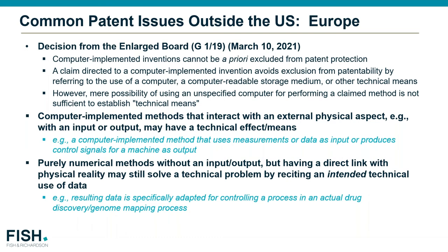Computer implemented methods that interact with an external physical aspect, like they have a specific input or output, may rise to the level of this technical effect that the examiners are looking for. Purely numerical methods without an input or output might be okay if you have some sort of a direct link with a physical reality outside of the computer. You want to be reciting an intended technical use of the data. Next slide, please.